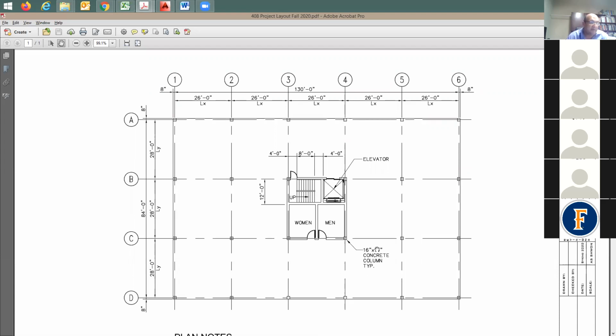The standard column size, or the typical column size, is going to be 16 inch by 16 inch. But if you need it to be 18 inch, we can do 18 inch. But this is the first estimate, and of course, later on, we can change the design if we want to.